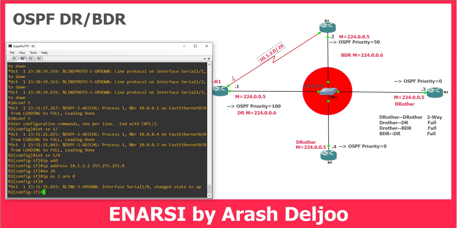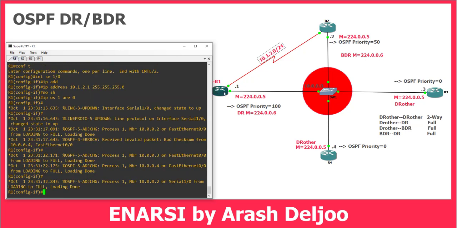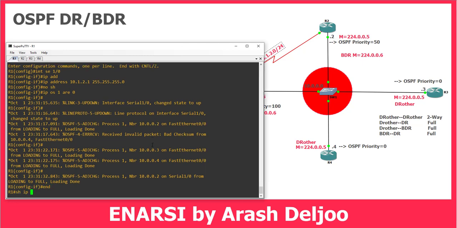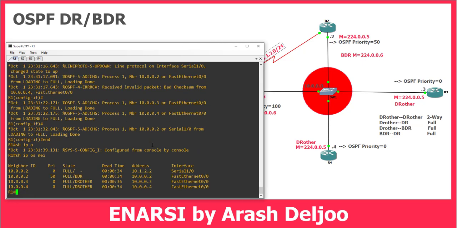Now we will have one neighborship over the serial 1/0 of router 1 and router 2. Let me show you. Show ip ospf neighbor. As you can see, now we have another neighborship with router 2 over the serial 1/0, with the priority of router 2 being 0, because in point-to-point networks we don't have the concept of priority, and the state is full. Yes, every time in point-to-point networks we reach the state of full. And also, as you can see, we don't have the concept of DR, BDR or DRother.